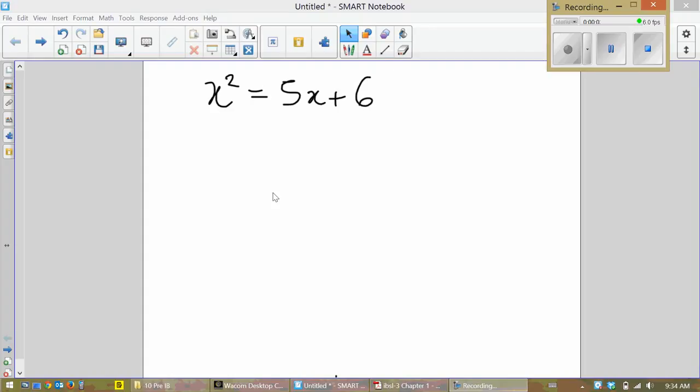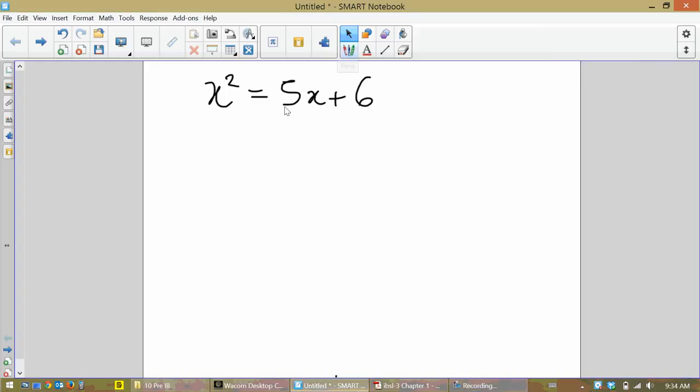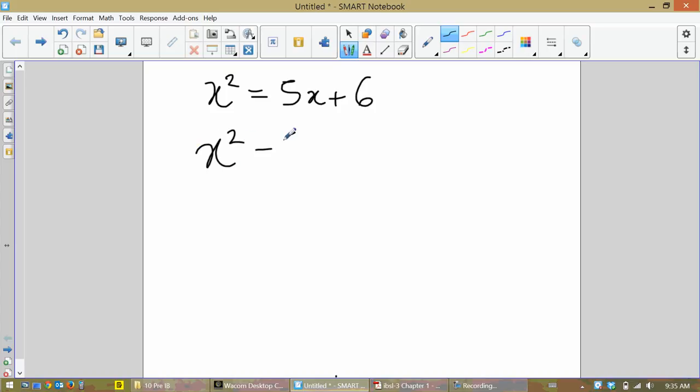In this video, we'll do an example of solving a quadratic using factorisation. Okay, so step one is we need to rearrange our equation so that we have all our terms on the left-hand side, leaving 0 on the right-hand side. So this equation will become x squared minus 5x minus 6 equals 0.